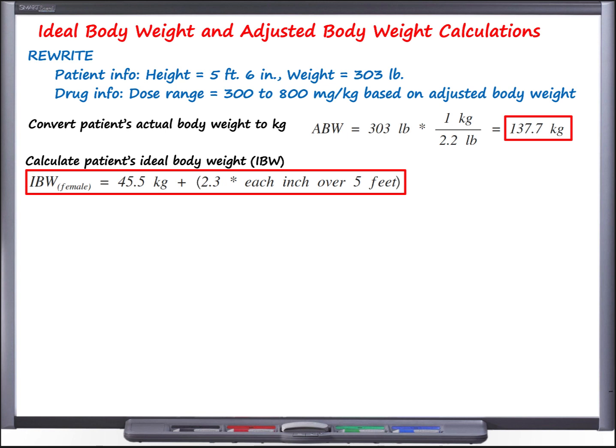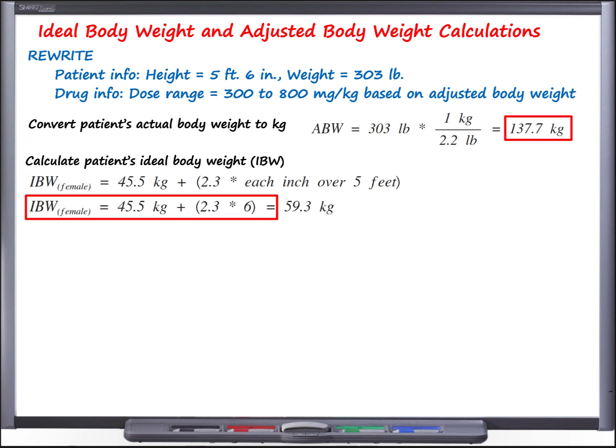Now, to get to adjusted body weight, we have to start with ideal body weight. So don't get confused. We just talked about actual body weight. Now we are going to calculate ideal body weight. We're going to use the formula given here, and remind you, it is now specific by gender, so the ideal body weight for females starts with 45.5 kilograms. And then you do the same thing where you take 2.3 times each inch over 5 feet. So for this patient, we would start with 45.5 and add to it 2.3 times 6, since she stands 5 feet 6 inches in height. So this patient's ideal body weight is actually 59.3 kilograms.